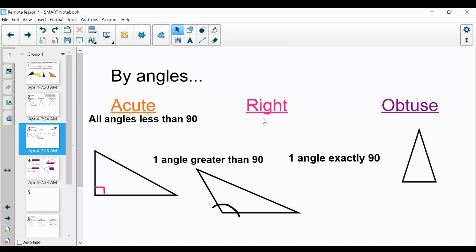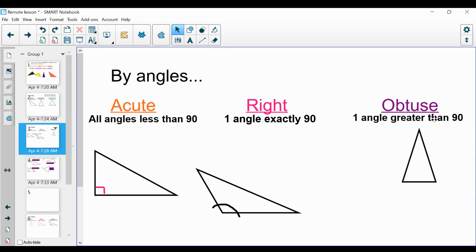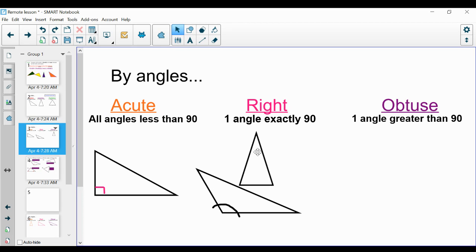When we talk about a right triangle, we're talking about there's one angle, so not every angle, sorry, one angle that is exactly 90. And an obtuse triangle, same thing happens here. There's only one angle that's greater than 90. Okay, but if it has one angle greater than 90, automatically it's obtuse. So if we look at our triangles here, this one right here, every single angle is less than 90. So that's an example of an acute triangle.